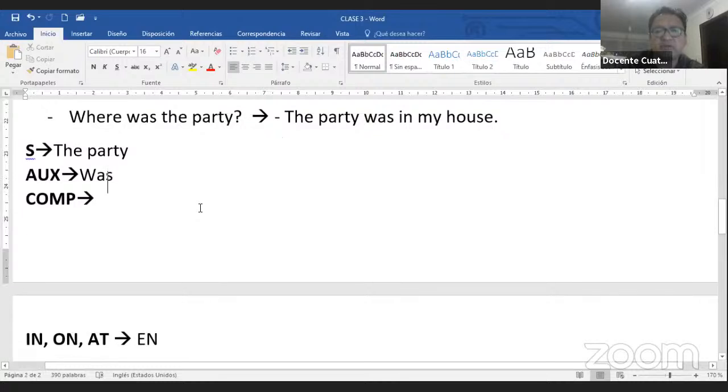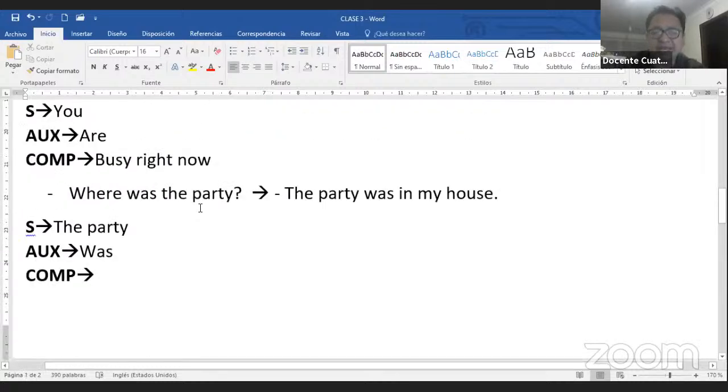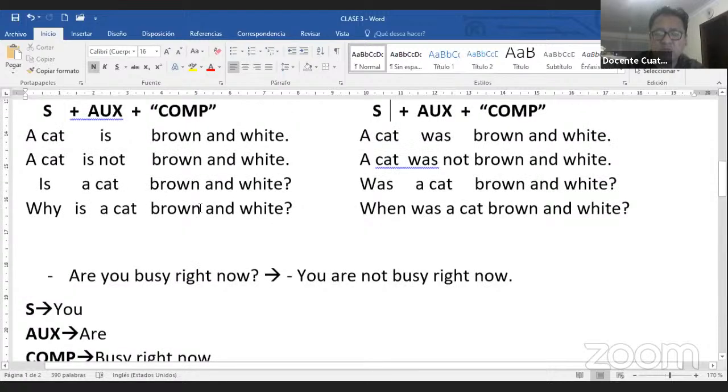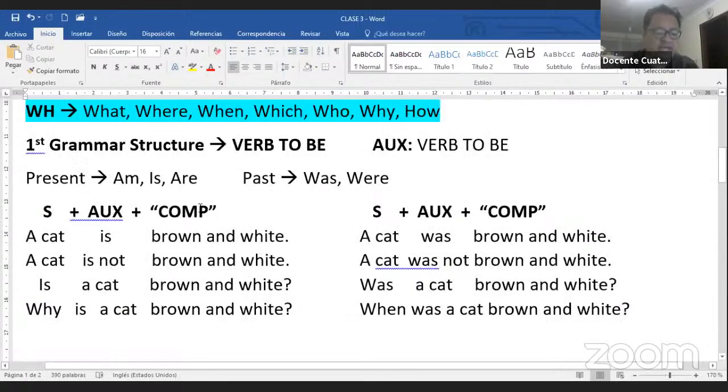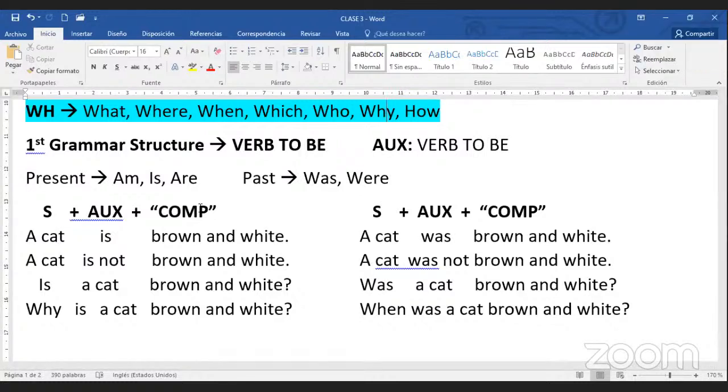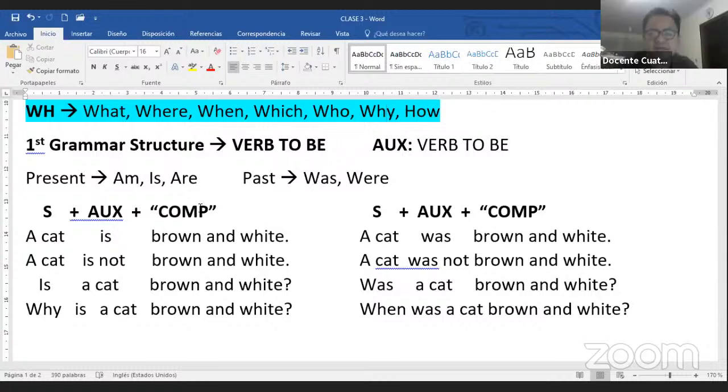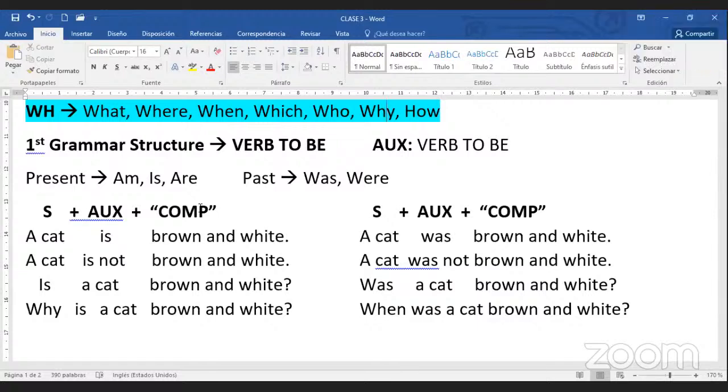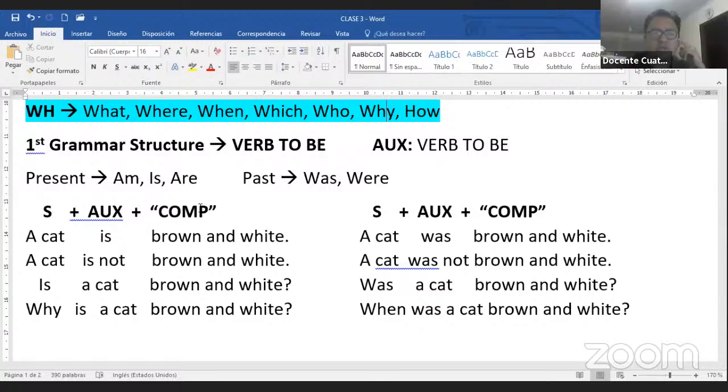So now, Gabby or Liber, do you have any question about verb to be? Do you want to practice a little bit more, or is it okay? Any questions for verb to be? Liber, do you have any question about verb to be? Yes, I'm confused. Okay. Where do you have confusions?